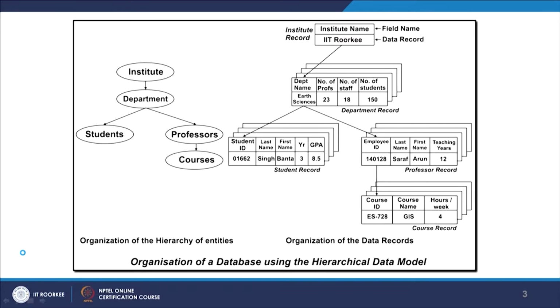I am taking an example from our IIT Roorkee setup. Here the main parent is the institute, and then the institute has several departments, but here only one department is shown. Each department will have students, of course, then faculty, professors and courses. So, if we want to store all their data in our database management system in the hierarchical model, then things are stored like in a file.